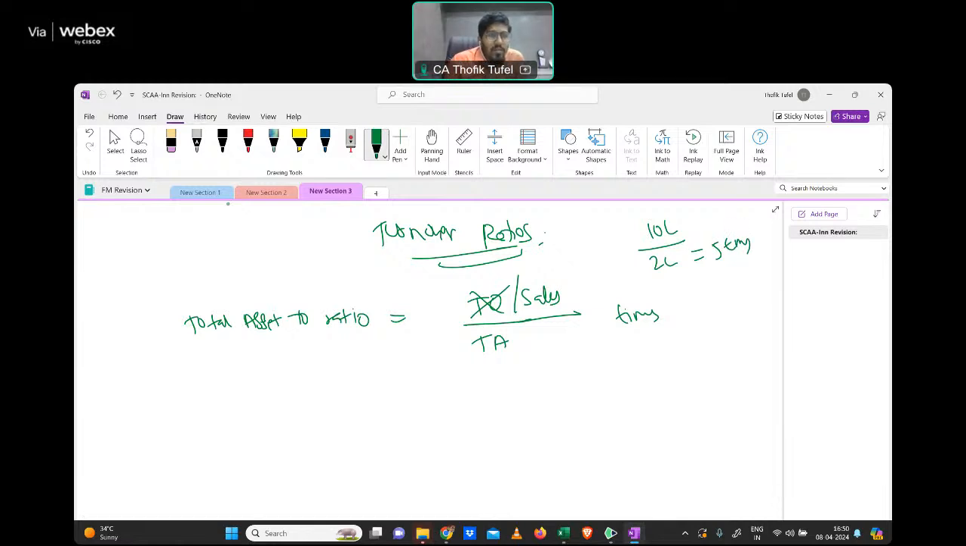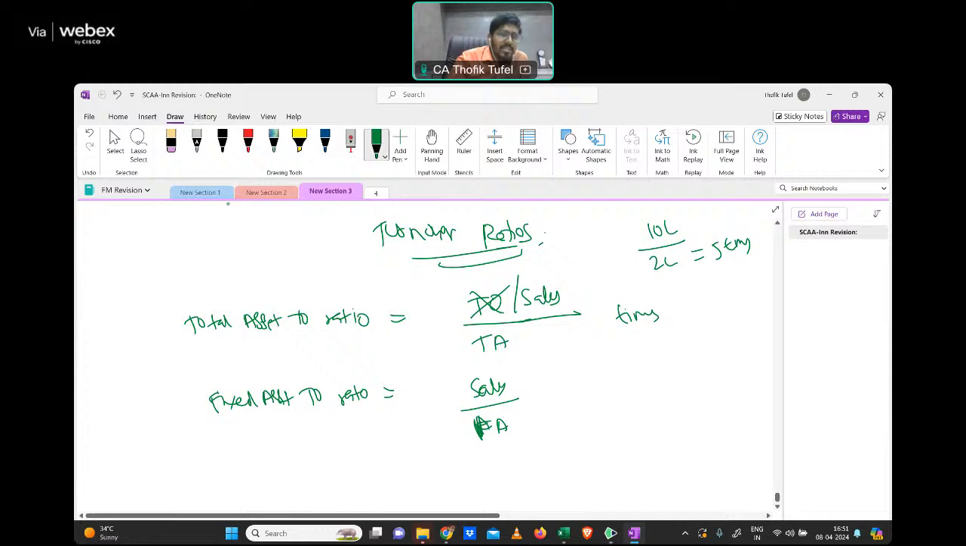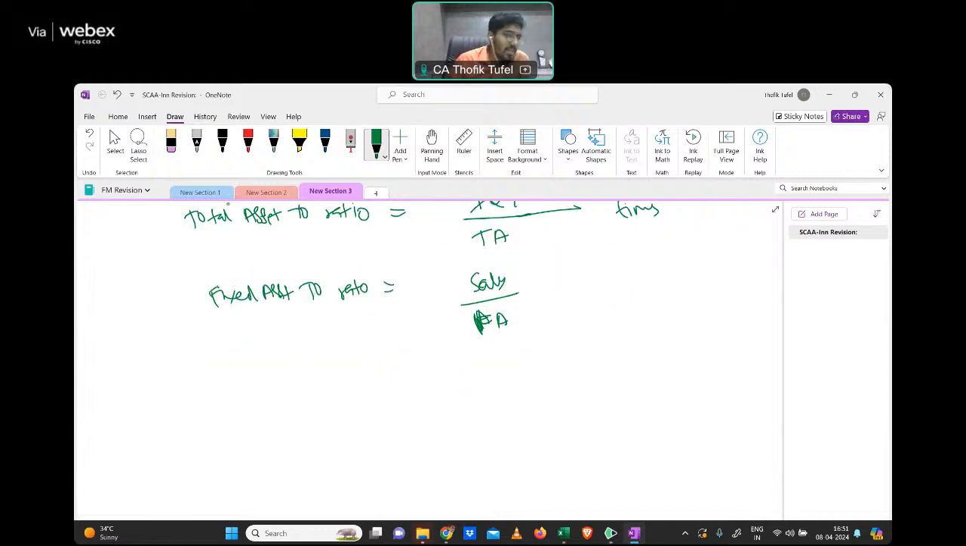Similarly, the fixed asset turnover ratio. Total assets means fixed assets plus current assets plus non-current assets. What is the fixed asset turnover ratio? Sales divided by fixed assets. Okay, next, the capital employed turnover ratio. What is the capital employed turnover ratio? Sales divided by capital employed.